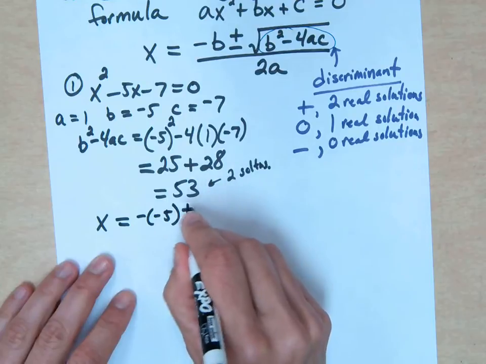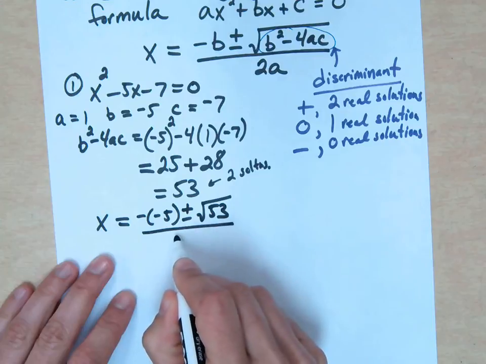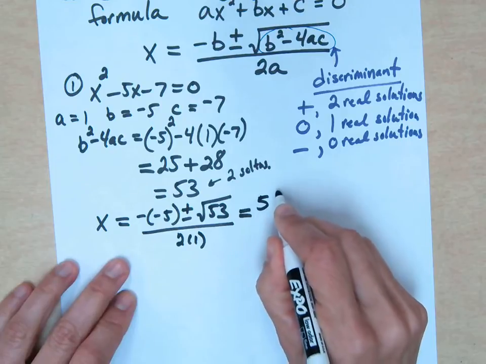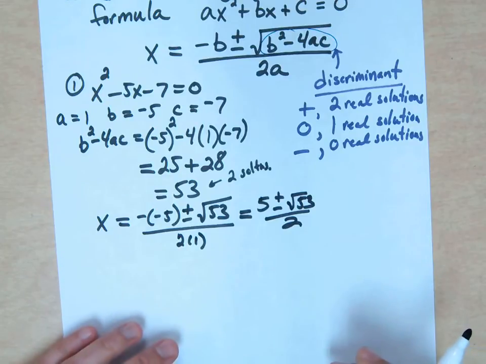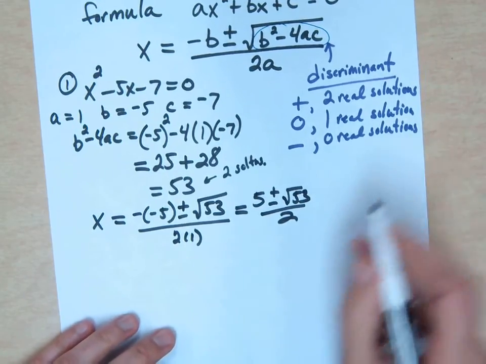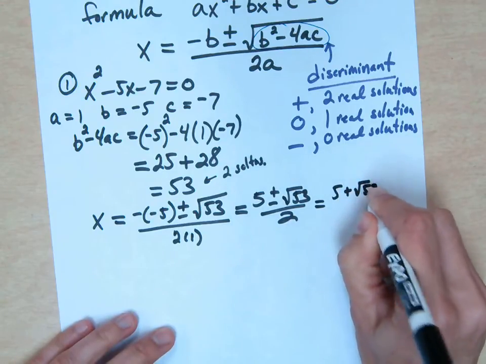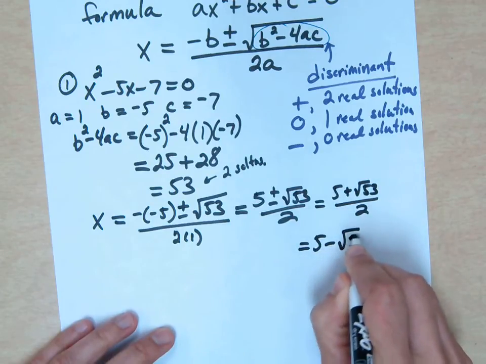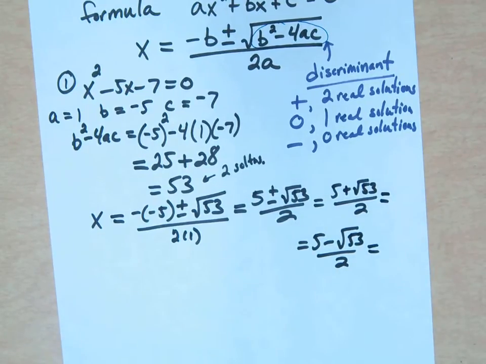X equals negative b. The opposite of b is positive 5. I'll just show the work here. Plus or minus the square root of 53, because we just evaluated that, all over 2 times a. So it's 5 plus or minus the square root of 53 over 2. That's hard to tell what that means, so we need to plug it in on our calculator. One answer is 5 plus the square root of 53 over 2. The other answer is 5 minus the square root of 53 over 2.